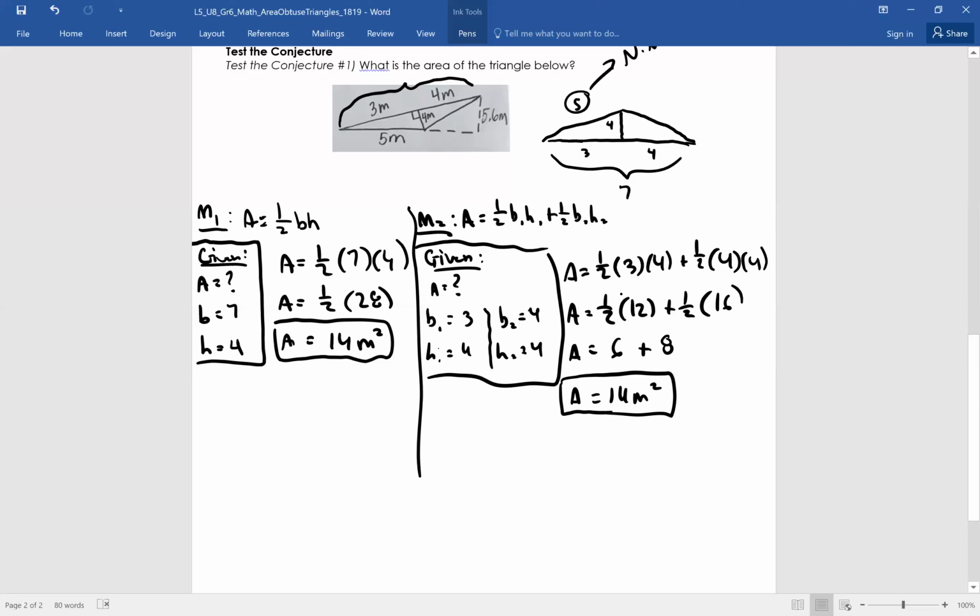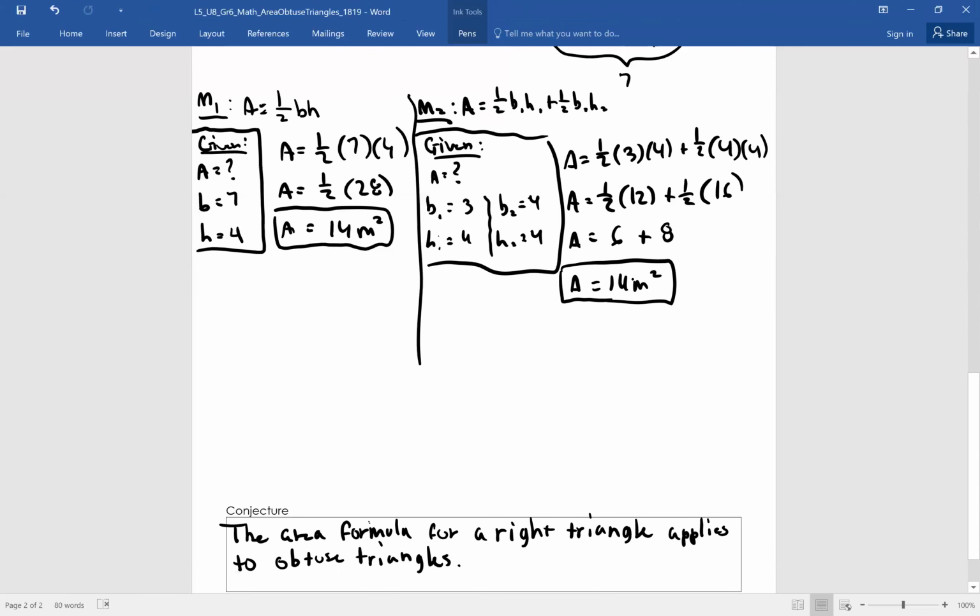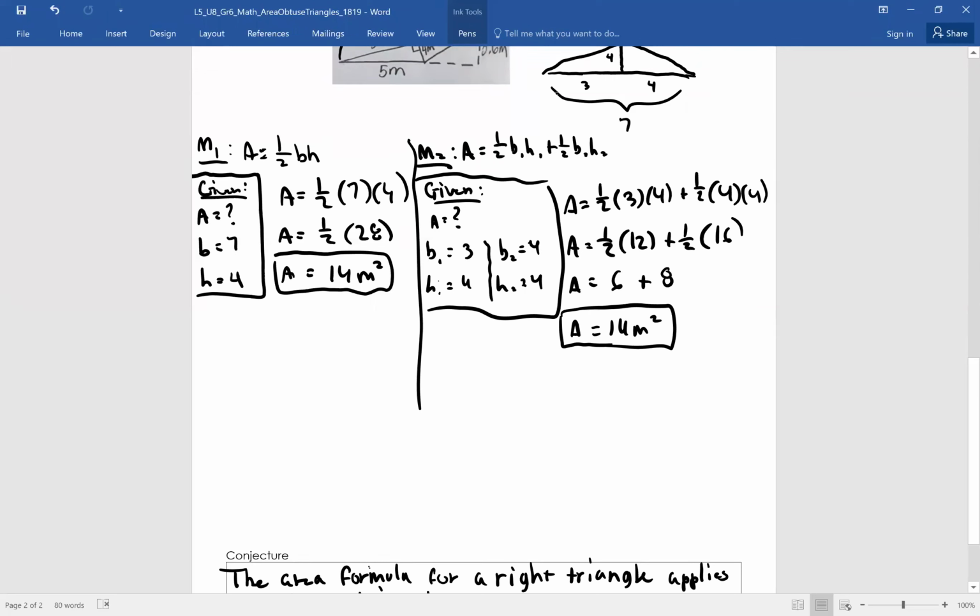So we just proved that the conjecture is true because we were able to apply the formula from 2 lessons ago to an obtuse triangle. We figured out the area of it and we're all set. If you follow this method and you practice this, you will have absolutely no problem with this packet today. Simply take your time, work smart, guys, work smart.